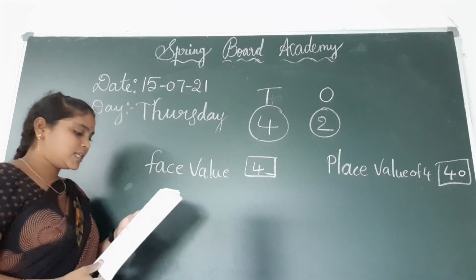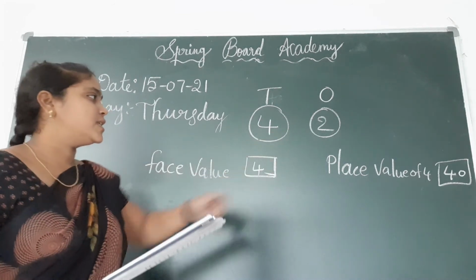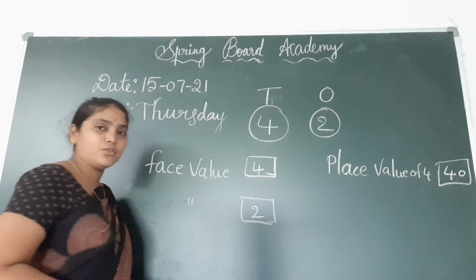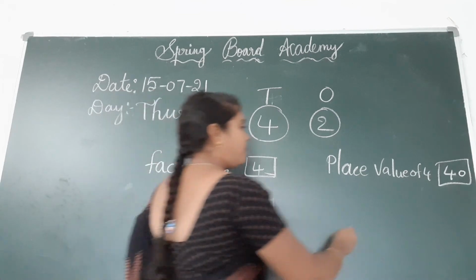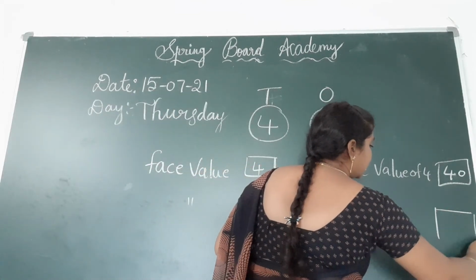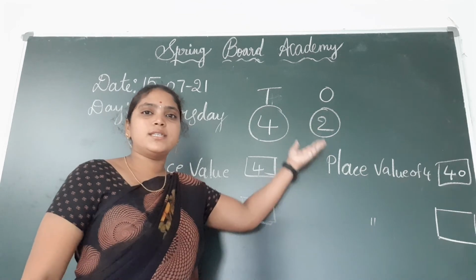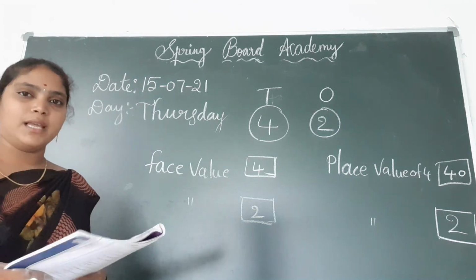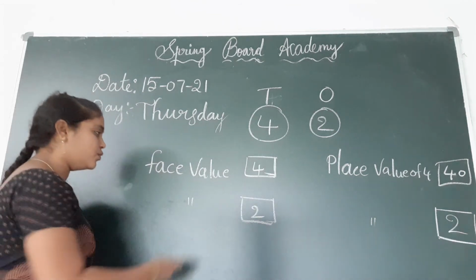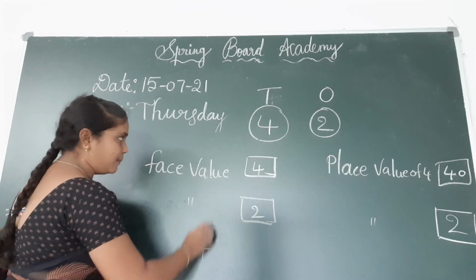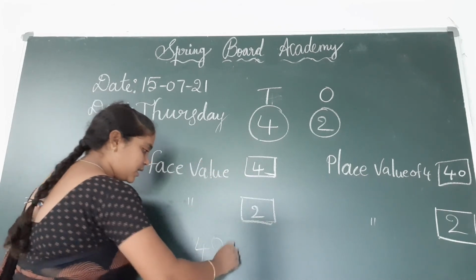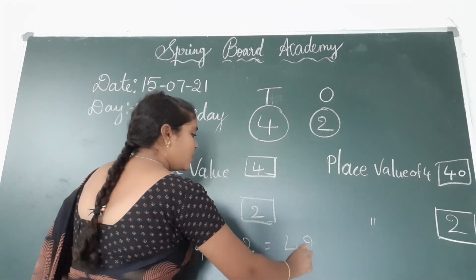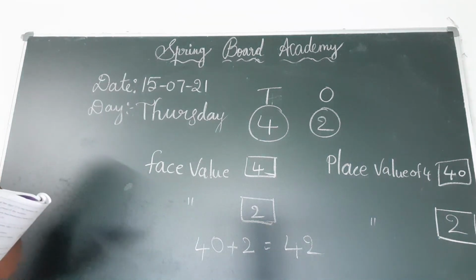Next, face value of 2. What is the face value of 2, children? The face value of 2 is only 2. We have to write the same digit. Next, place value of 2. Here 2 is in the ones place, so the place value of 2 is only 2. So here we can say that the place value of 4 is 40 and the place value of 2 is 2. It's 40 plus 2, 42. Here the given number is 42.